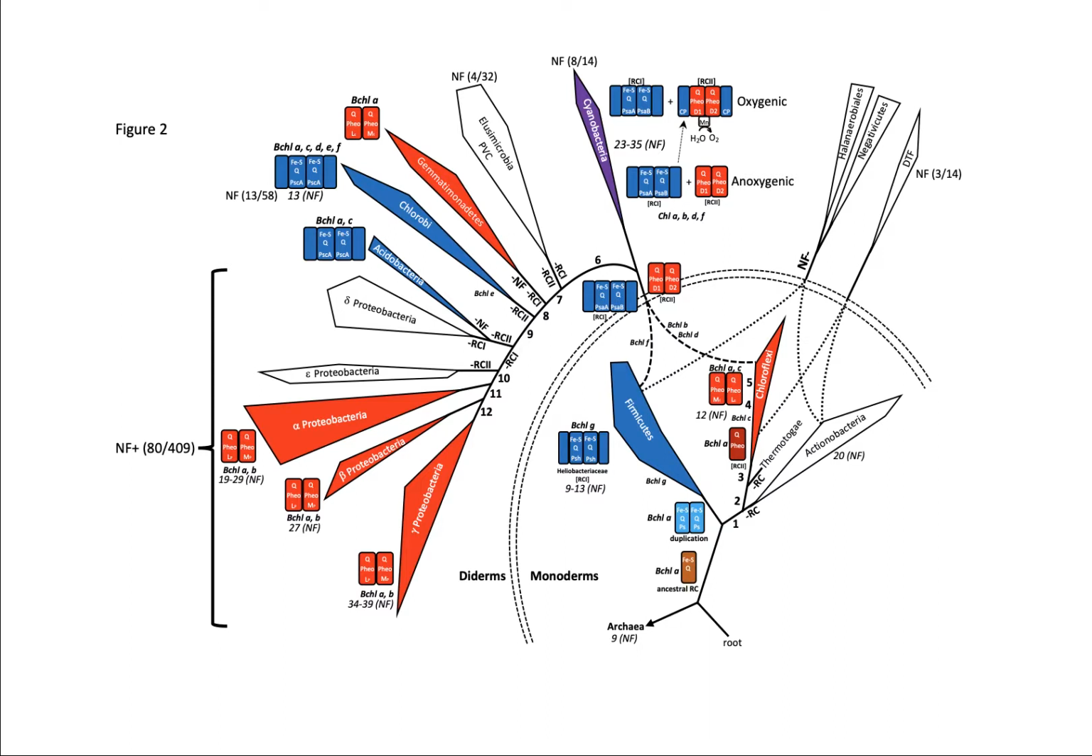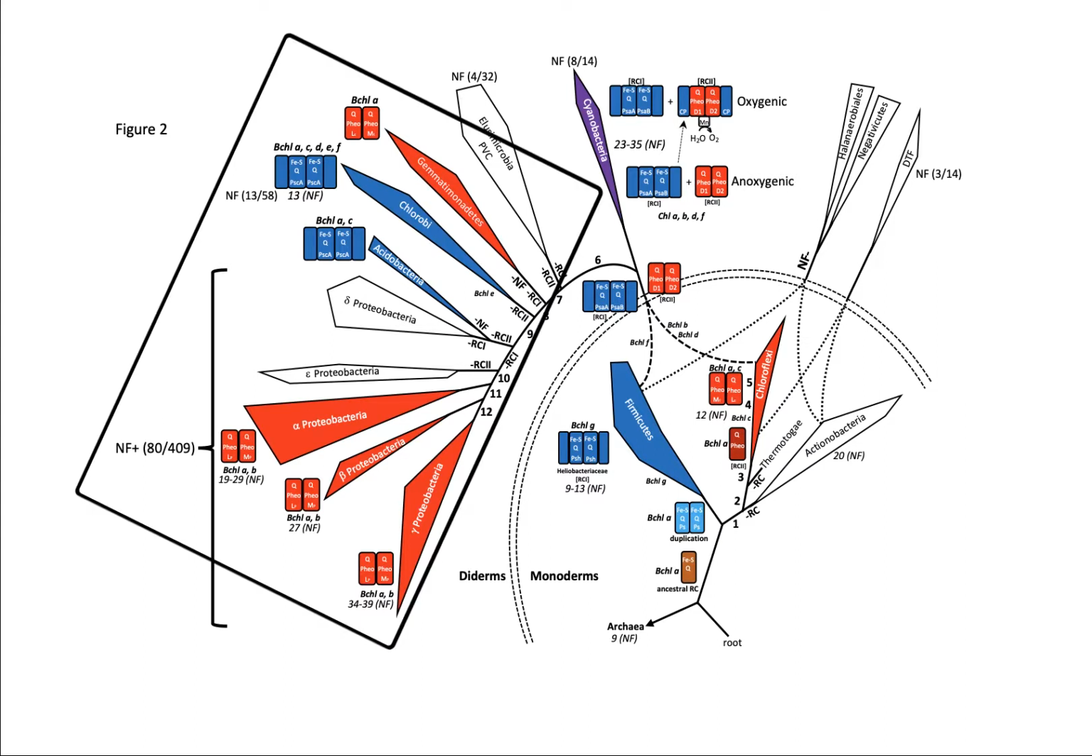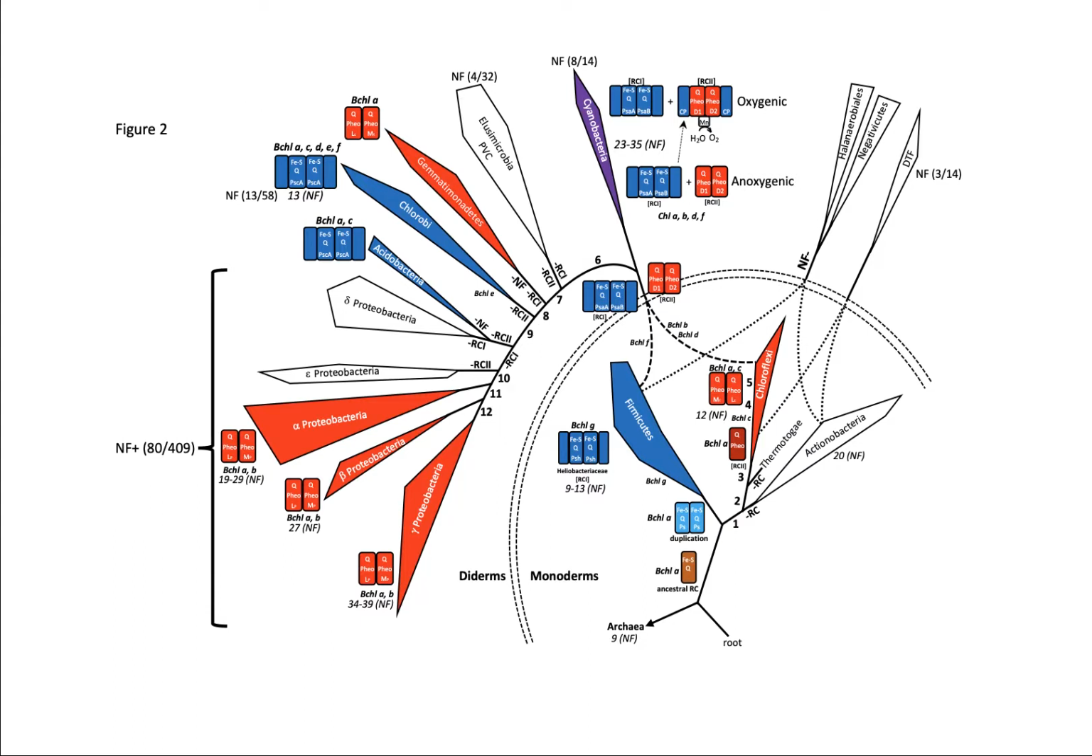To get to the other groups, so now you have a diderm that's photosynthetic with both photosystems. To get to the other groups, then you have to hypothesize that one or the other photosystems, or in some cases both photosystems, were lost. And this isn't difficult to do. Most of the time in evolution, it's more common to lose a function than to gain a function.